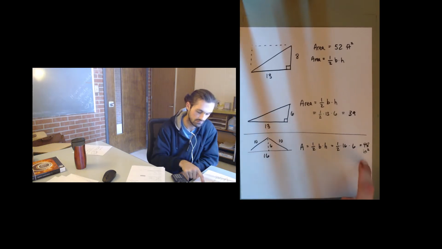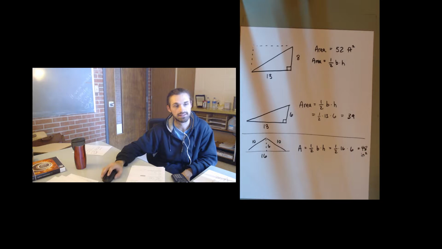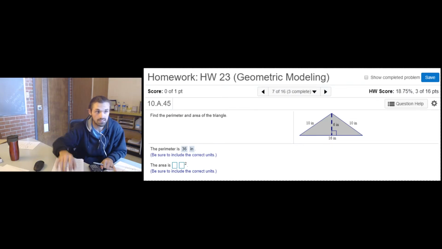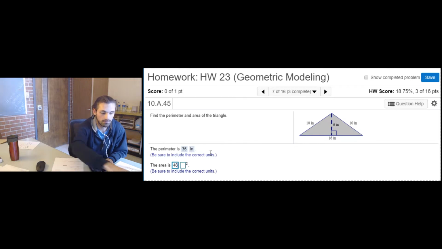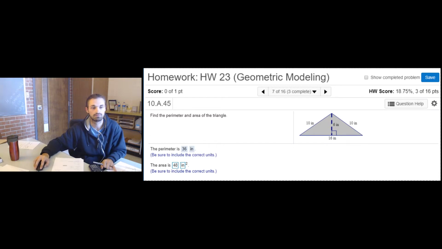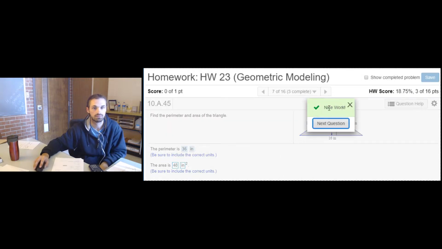Area, squares. Alright. So we have 48 inches squared. 48 inches squared. Got it.